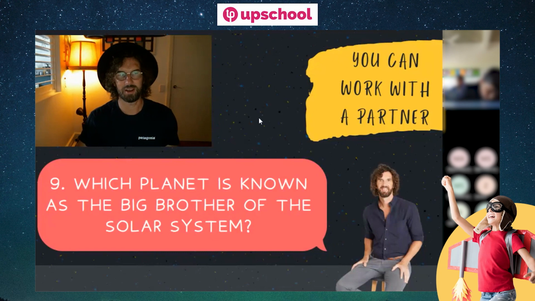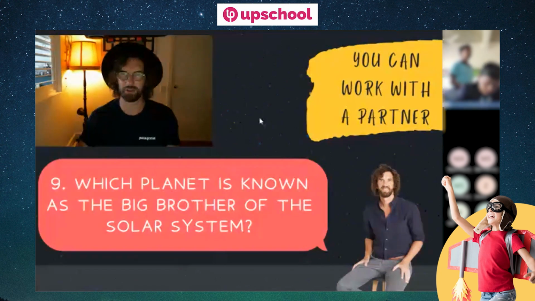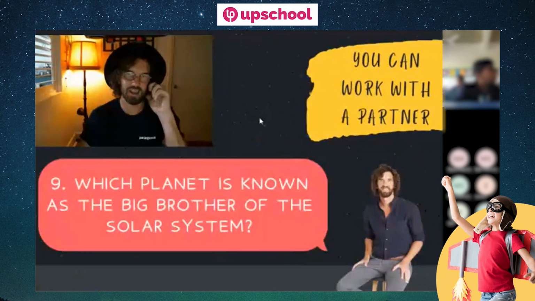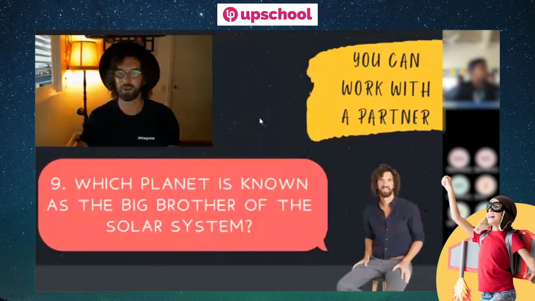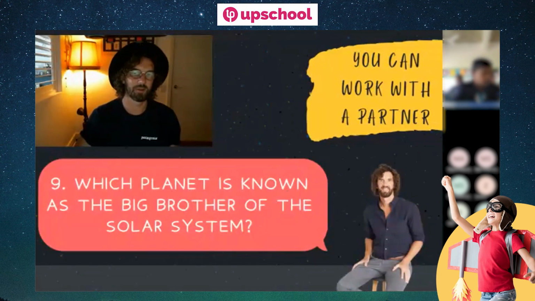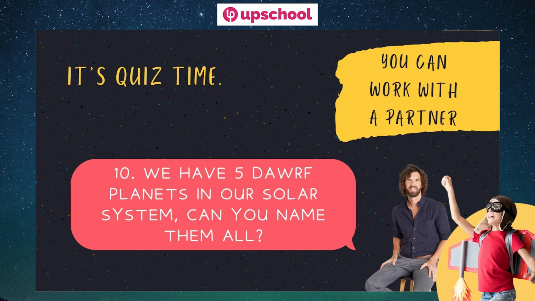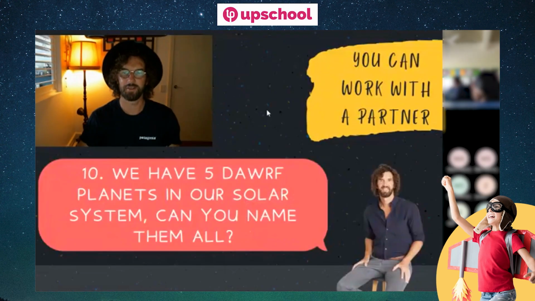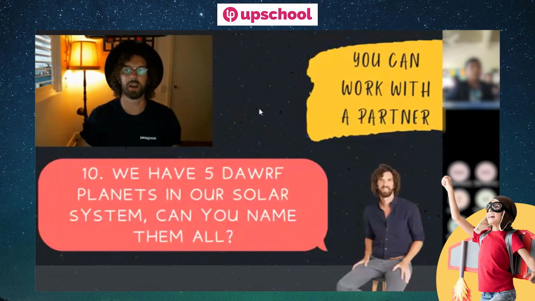Now, question number 10 is hard, and it's for 6 points. Get ready for this one. We have 5 dwarf planets in the solar system. Can you name them all? And then we will go through the answers. And if we have enough time, I want to share with you an amazing video which is going to blow your socks off.